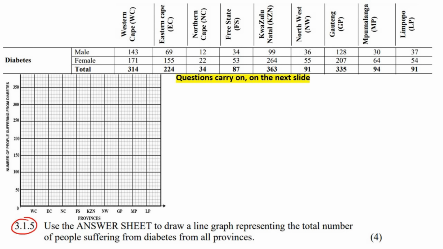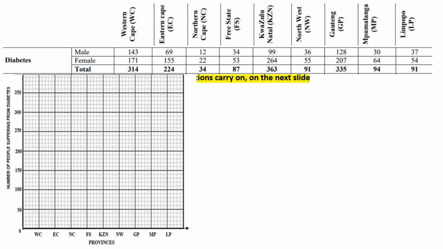This next question says use the answer sheet to draw a line graph to represent the total number of people suffering from diabetes. So here I've gone and added, and this is the answer sheet, by the way. Now, before you do any plotting, you should always understand how the y-axis for each graph works. So, for example, if we have 300 over here, and then that's 350, then this would be 310, this would be 320, this would be 330, and this would be 340. So each of these little lines is going up by 10. It won't always be like that, so you need to make sure for each test or exam that you check.